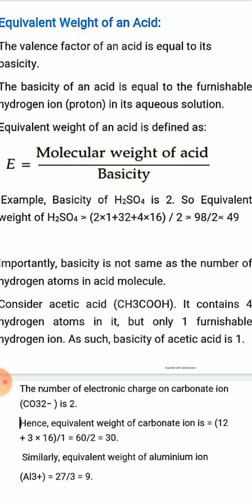Similarly, you can calculate the equivalent weight of phosphoric acid. Its chemical formula is H3PO4. So equivalent weight of phosphoric acid will be molecular weight of phosphoric acid divided by 3, because phosphoric acid has 3 ionizable hydrogen ions, H plus ions. So you have to divide the molecular weight of phosphoric acid by 3.